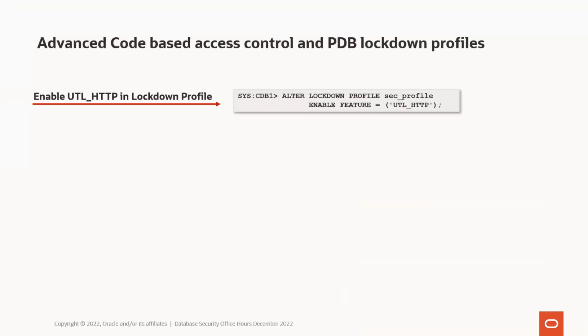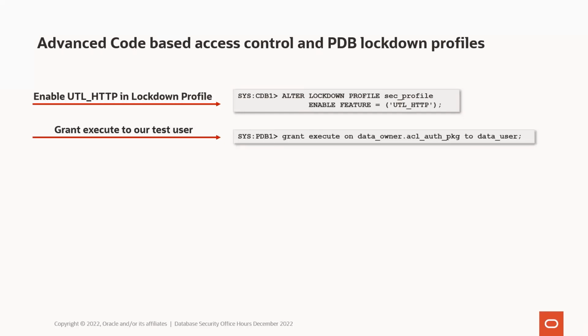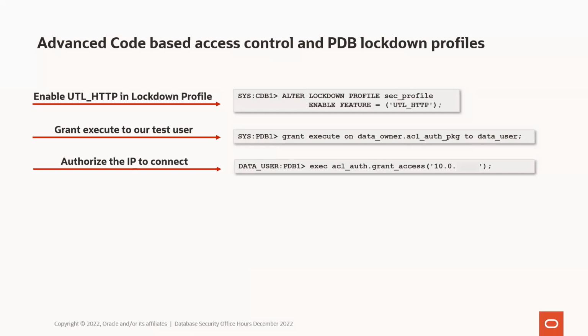Now, I want to enable that util HTTP again. I did that in a previous example. So this is just to ensure that we have that capability within that pluggable database. We're going to grant execute on that package to our data user. And then our data user can run it to set up that host ACE, that access control entry in the database so it can access this particular server.